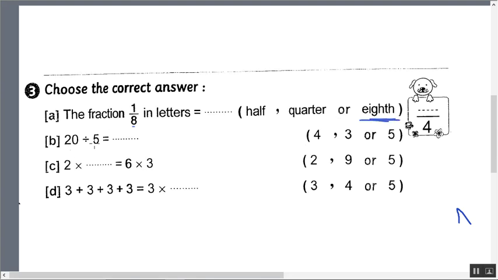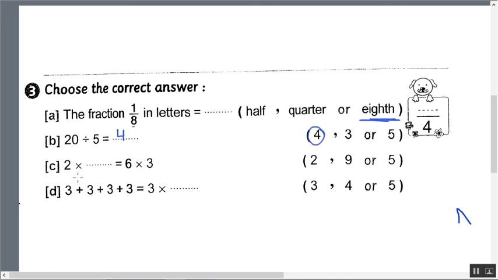B. 20 divided by 5. We want in the table of 5 a number. 5 times what equals 20? If we want to divide or distribute 20 marbles between 5 persons, each one takes what? The result will be 4.